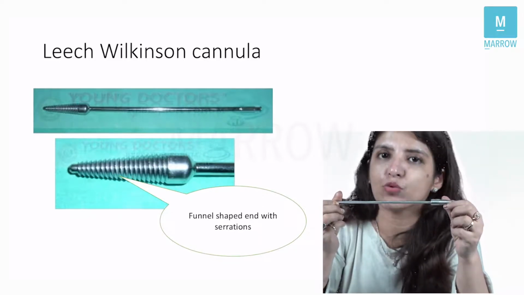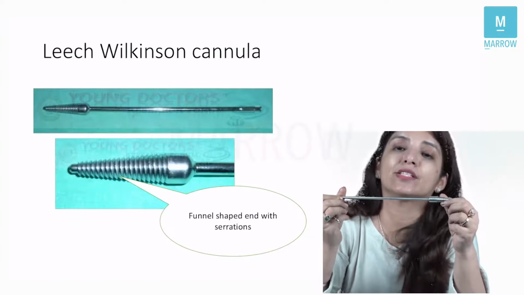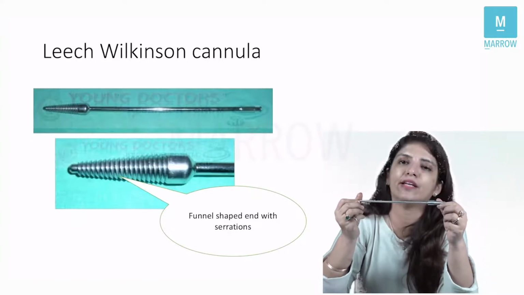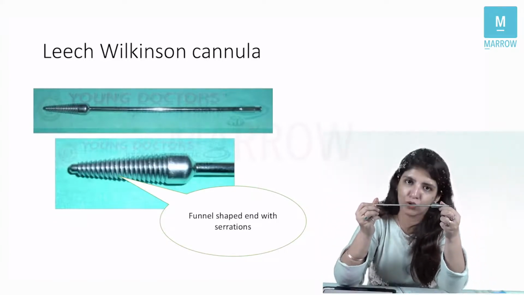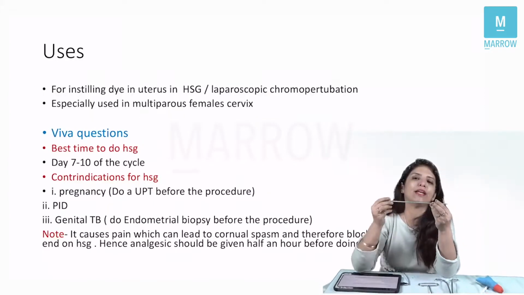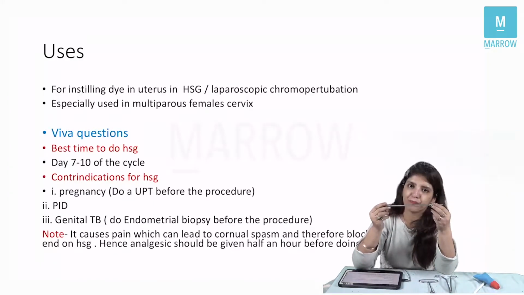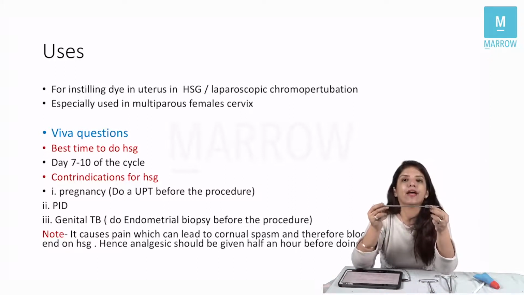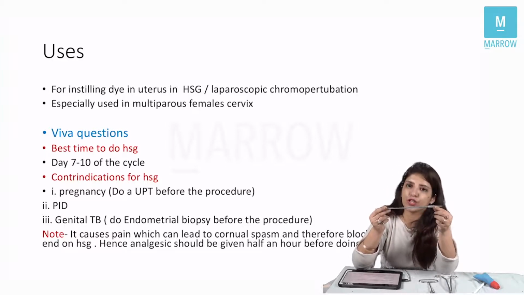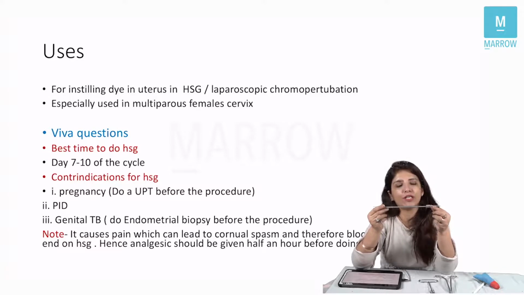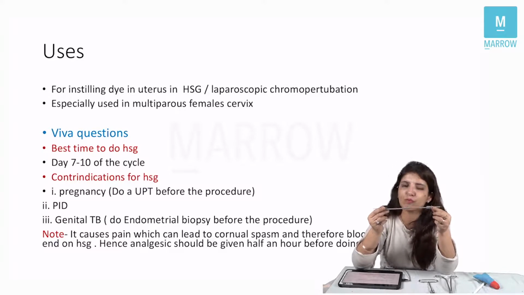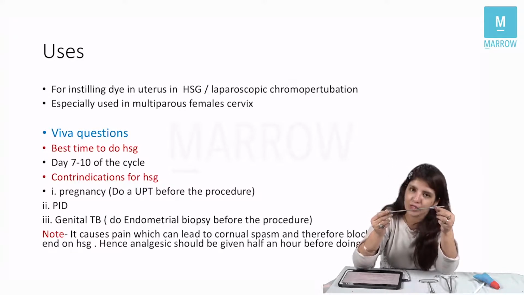Where do you use a Leach-Wilkinson cannula? You use it to instill dye in HSG, hysterosalpingography, and also in laparoscopic chromoperturbation. So a radio-opaque dye is instilled with the help of this cannula. Now, the question they can ask you is, what is the best time to do HSG? Remember, HSG should always be done in the pre-ovulatory phase, between the 7th to 10th day of the cycle.